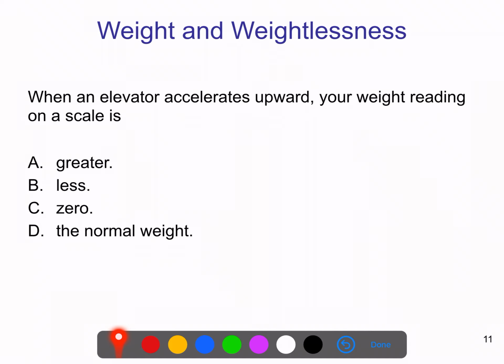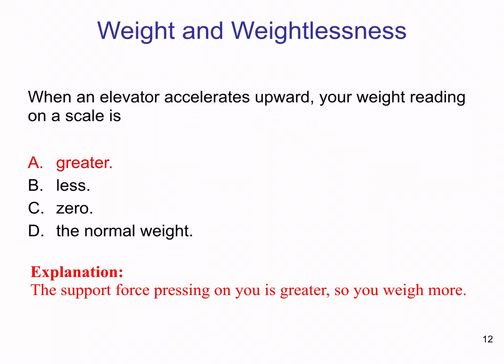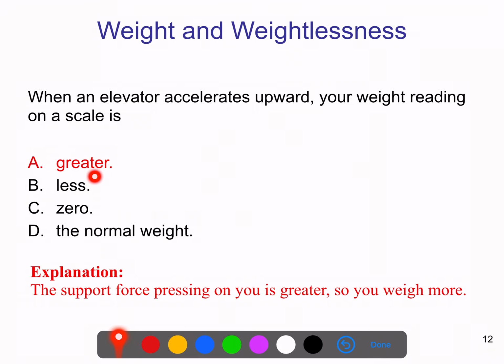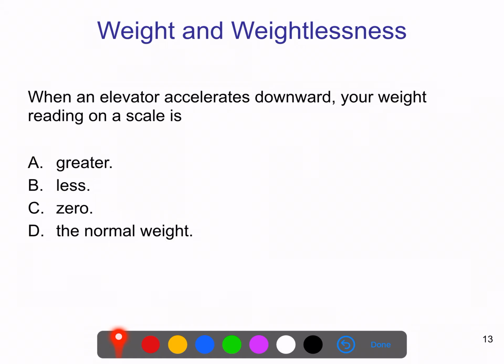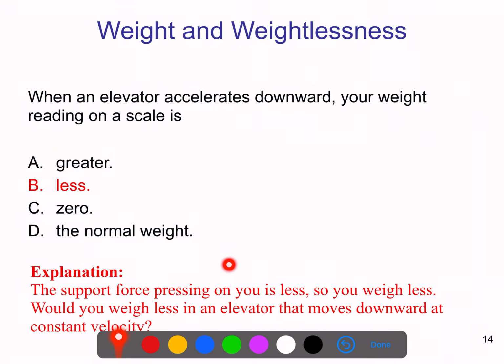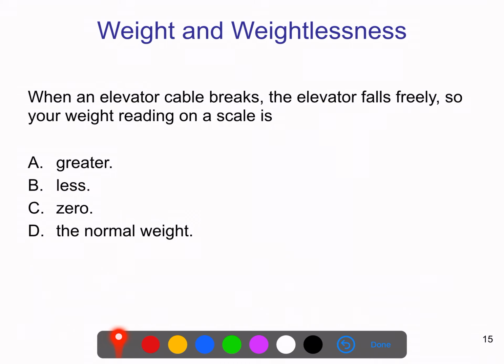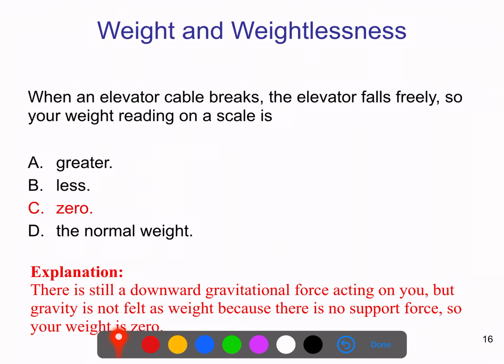Okay, the answer to this question is that it would read a greater amount. So go back to that other cartoon in the previous slide and review as to why that is. And then the converse of that is if you're accelerating downward, the reading on the scale would say what? This time it will say less than what you would normally weigh. Okay, and if the elevator cable breaks and you're suddenly in free fall, then the normal force pushing up on your body is 0, so the scale is going to read 0.